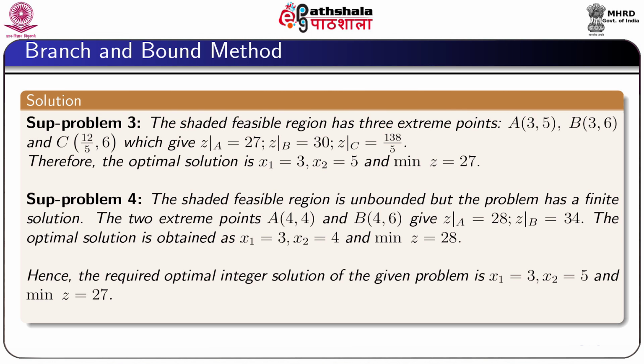Hence, from these two sub problems, sub problem 3 and sub problem 4, we get the optimal integer solution of the given problem as x1 equal to 3 and x2 equal to 5, as it gives the minimum value of z, which is 27.